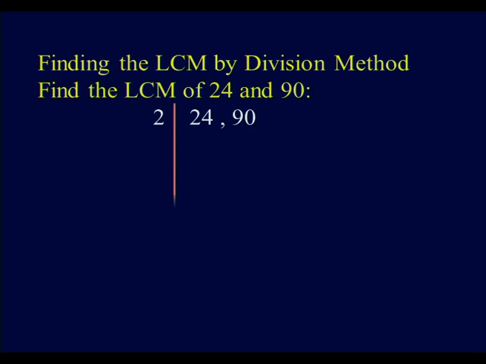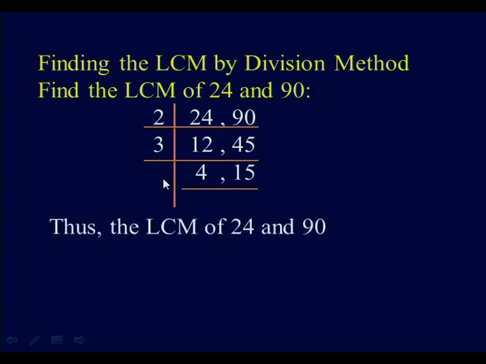Now, you can see here 24 and 90 both are divisible by 2. So, 2 12s are 24, 2 45s are 90. Next, 12 and 45, the common divisor is 3. If you divide these two by 3, we are going to get 3 4s are 12, 3 15s are 45. Now, here 4 and 15 do not have any common factor. So, we can stop here and find the LCM of 24 and 90 by finding the product of all these factors, that is 2 into 3 into 4 into 15, and the LCM will be equal to 360.